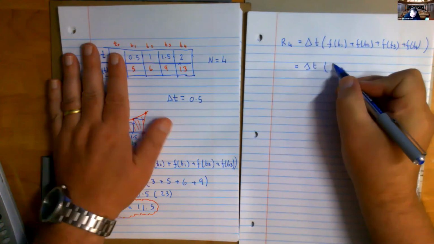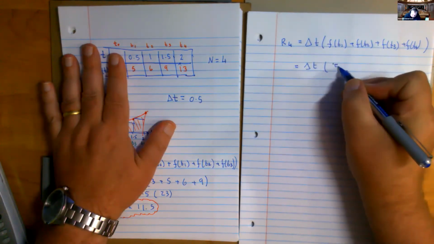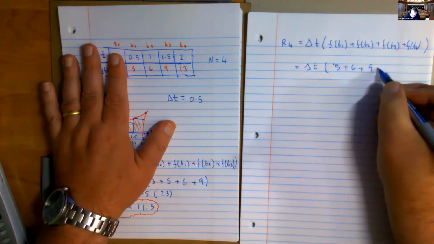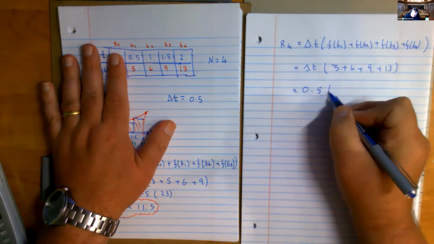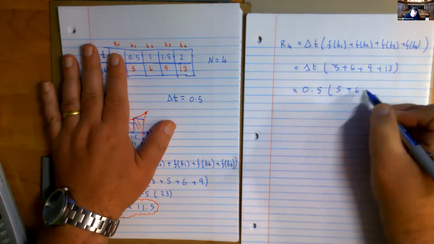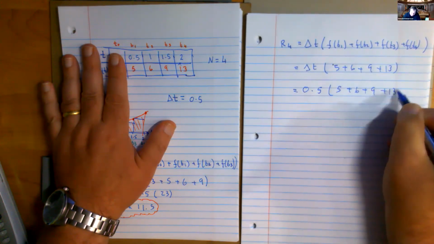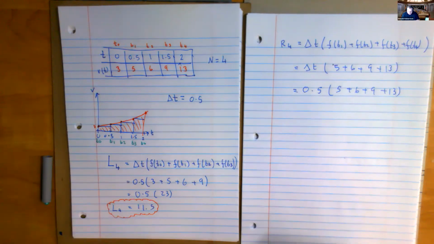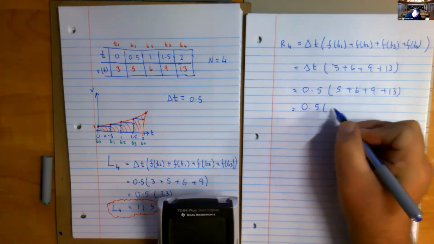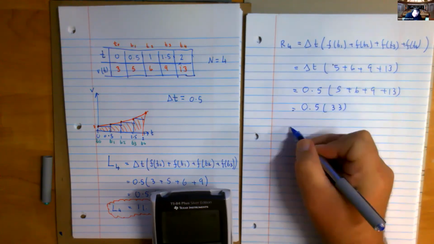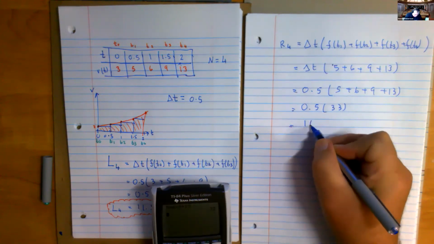Oh, darn it, in space. Oh, too late now. It should have been 0.5 times 5, add 6, add 9, add 13. And I'll go to my calculator here, and I'll go 5, add 6, add 9, add 13. And I get 0.5 times 33, which is 116.5.